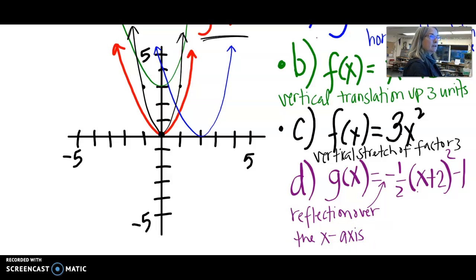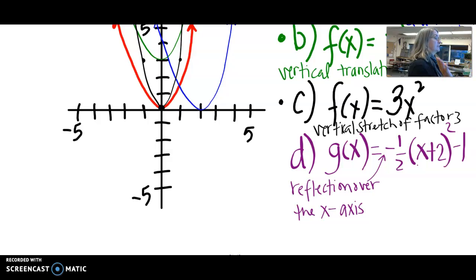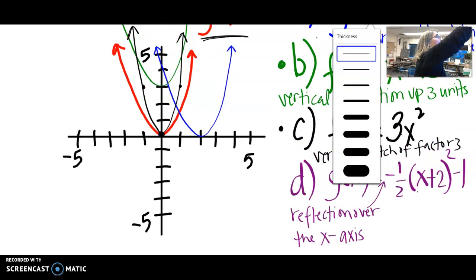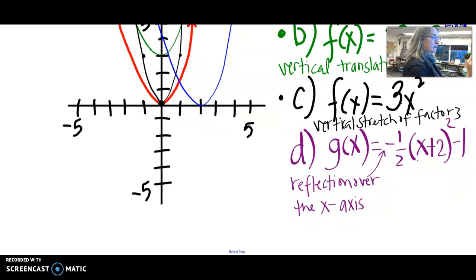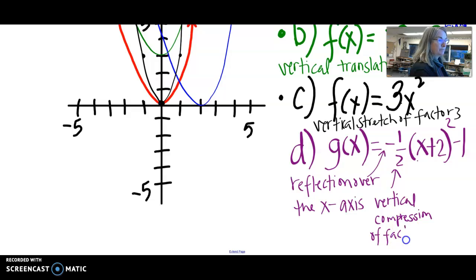All right, so then also we have, so that's part of the a value. It makes it flip, it makes the parabola open upside down and have a maximum value instead of a minimum value. Okay, all right, then the 1/2 is going to affect the graph. The y coordinates are going to be compressed this time, half as tall. So vertical compression, and some books use different terminology, but vertical compression of factor 1/2. So everything is half as tall as it was.